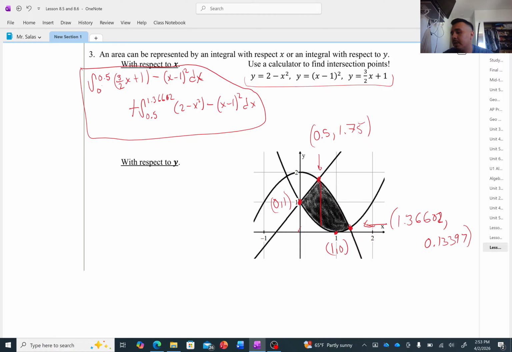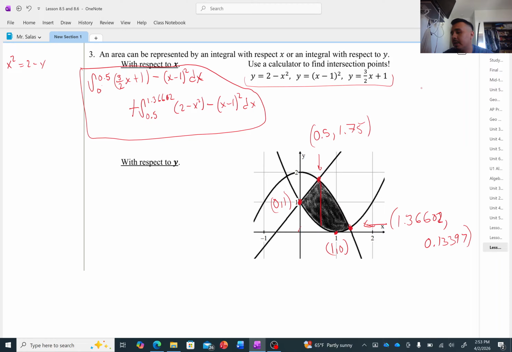First thing you have to do, you want to convert these from being y equals into x equals. So you want to make them all in terms of x, so you're solving for x. So let's start solving for x for the first one. The first one says y equals 2 minus x squared. So in this case, x squared is equal to 2 minus y.